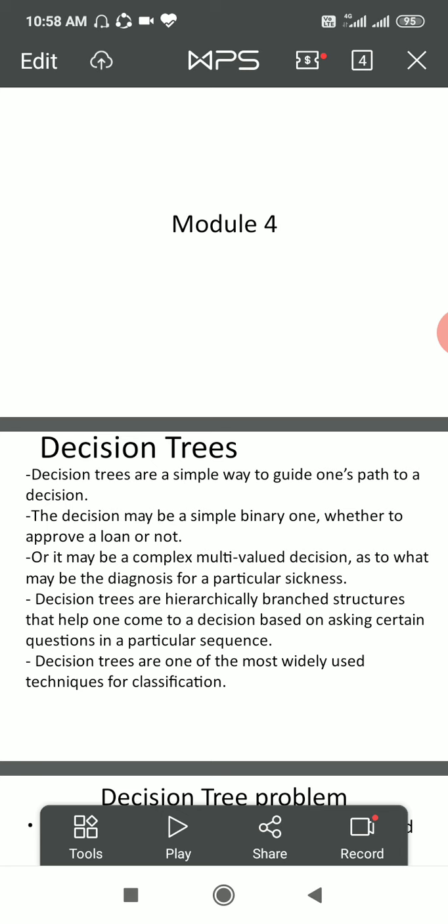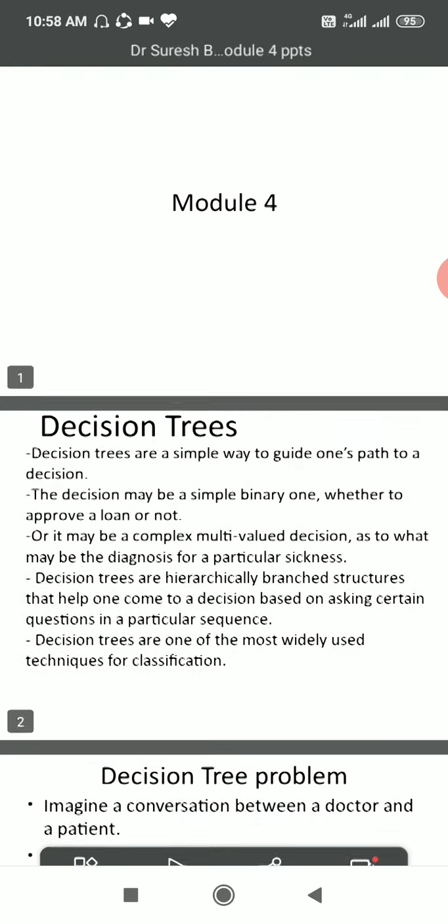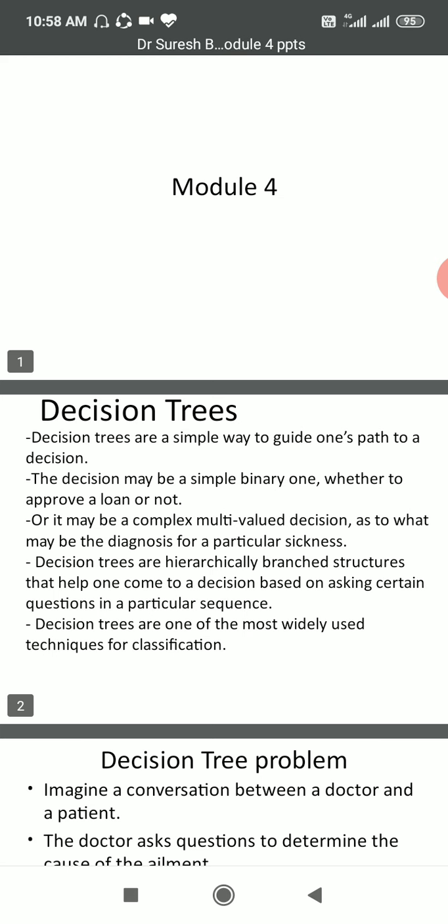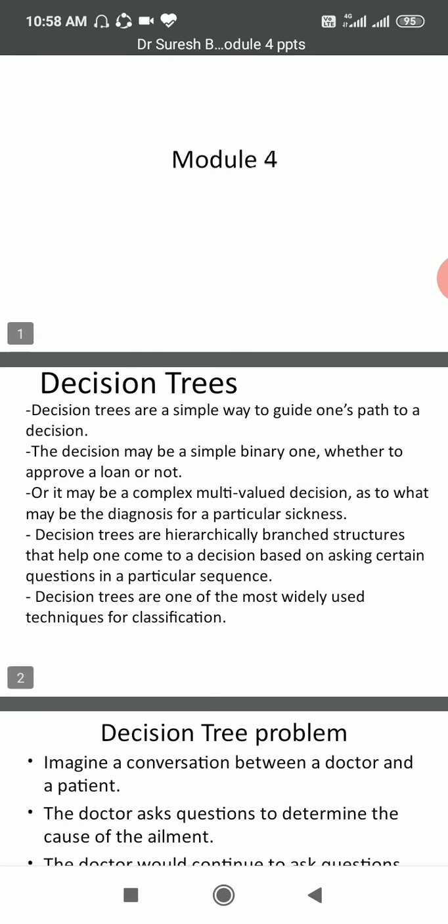So we can take an example of deciding whether the bank loan is approved or not, or it may be a complex multi-valued decision as to what may be the diagnosis for a particular sickness. So we have come across cancer decision making, so cancer patient diagnosis can also be taken as an example for constructing a decision tree.